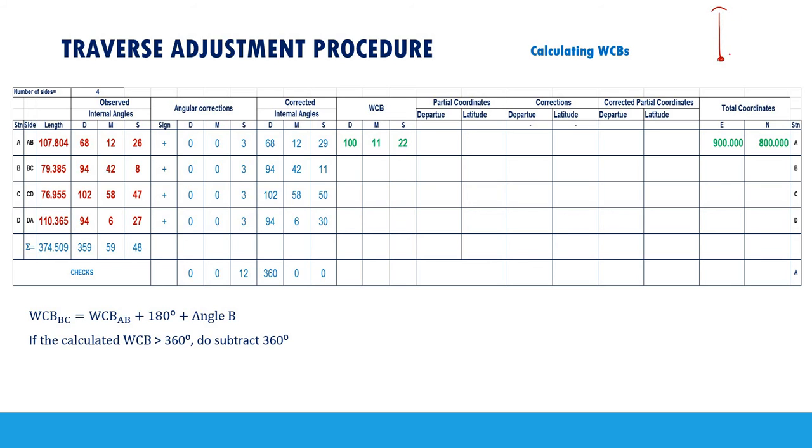If we are working on a line AB, this is the whole circle bearing. This is what we are calculating now. It's an angle from the north to the line. We've been given the first whole circle bearing for line AB. Now our task is to calculate the whole circle bearing of lines BC, CD and DA.